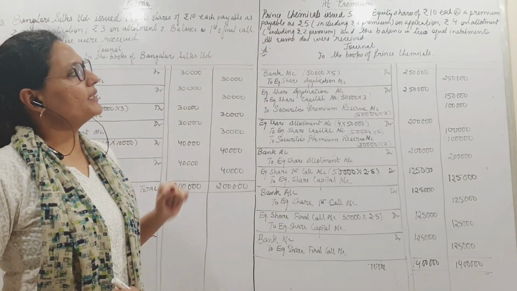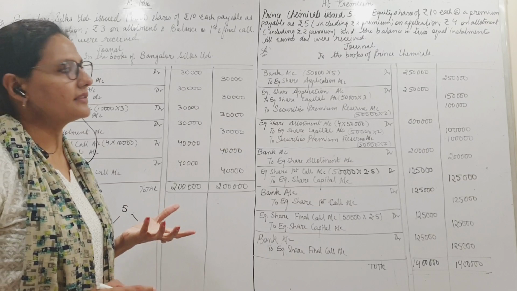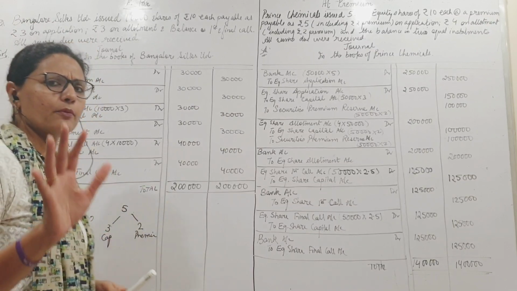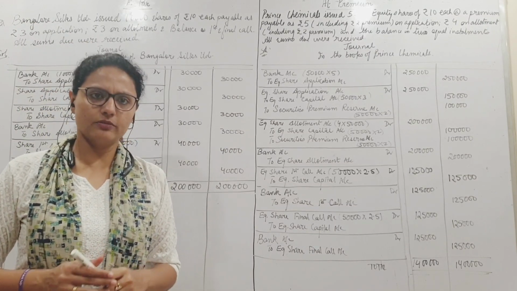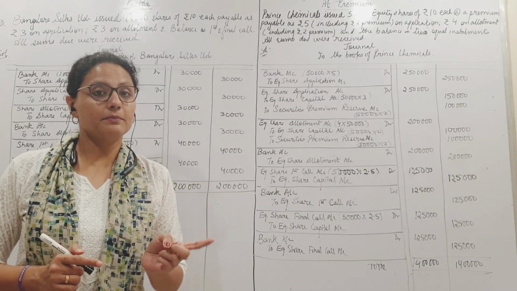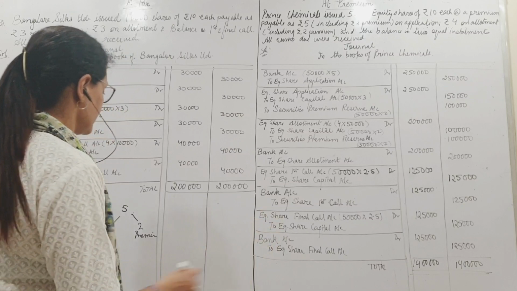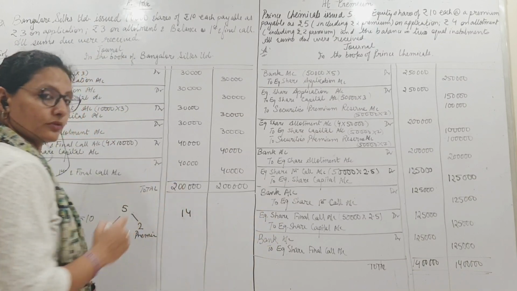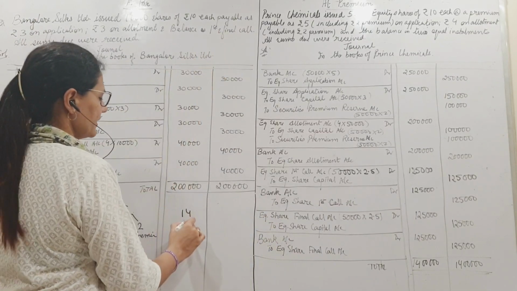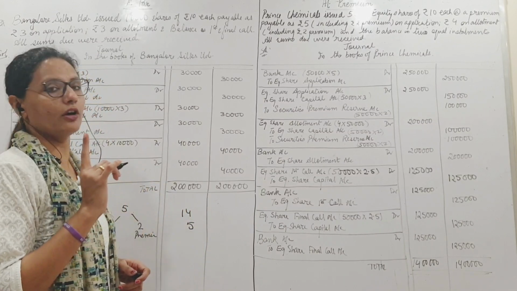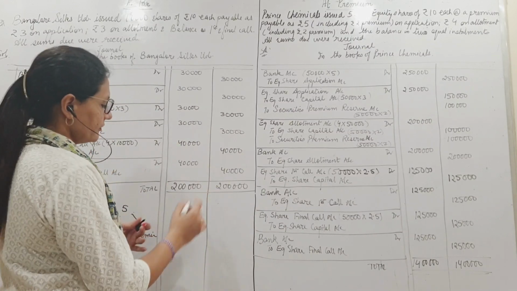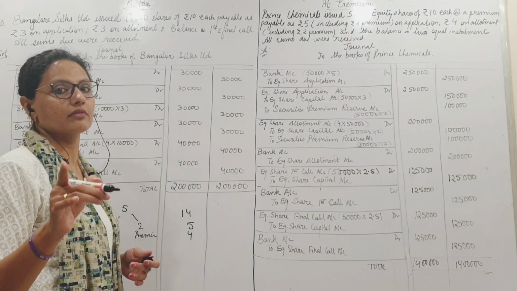Okay? Now, coming to the next. And the balance in 2 equal installments. Balance. How much is the balance? How much am I supposed to receive in all? 10 rupees? No. 10 plus 4. Total I am supposed to receive 14. 14 is the issue price, right? So 14 rupees I am supposed to receive. Out of that, 5 I am receiving at the time of application. Another 4 I am receiving at the time of allotment.